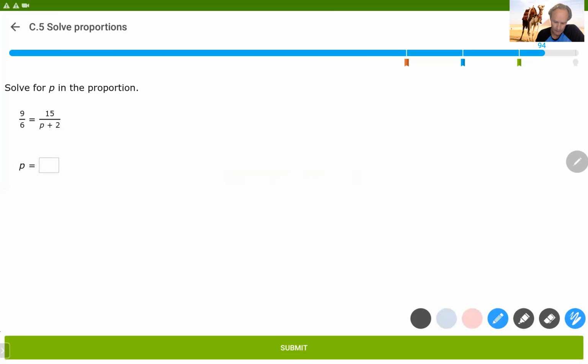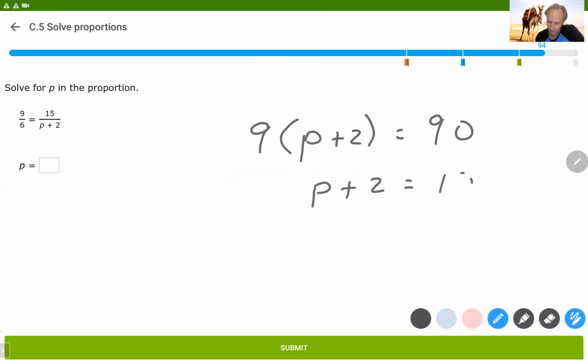Now I've got 9 times p plus 2 equals 15 times 6, which is 90. Dividing by 9 gives us p plus 2 equals 10. And subtracting 2 on both sides gives us p equals 8.